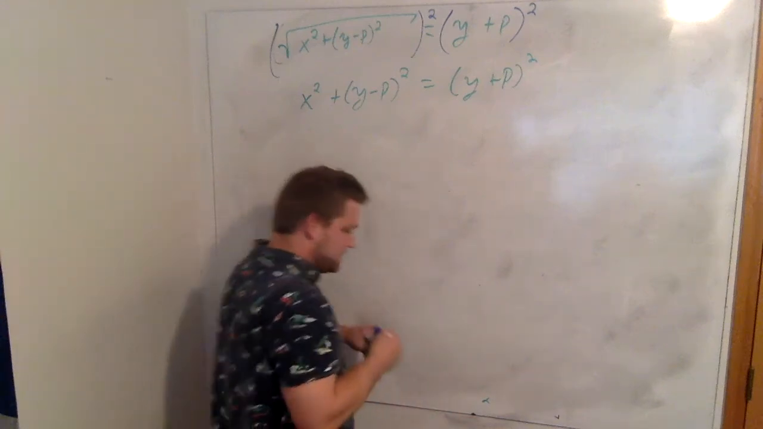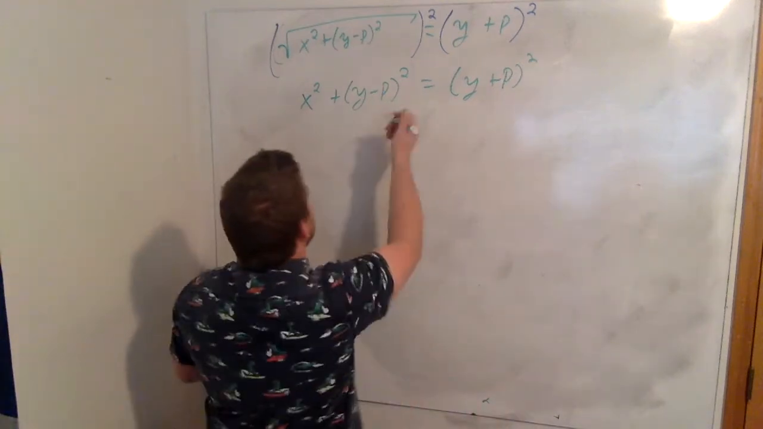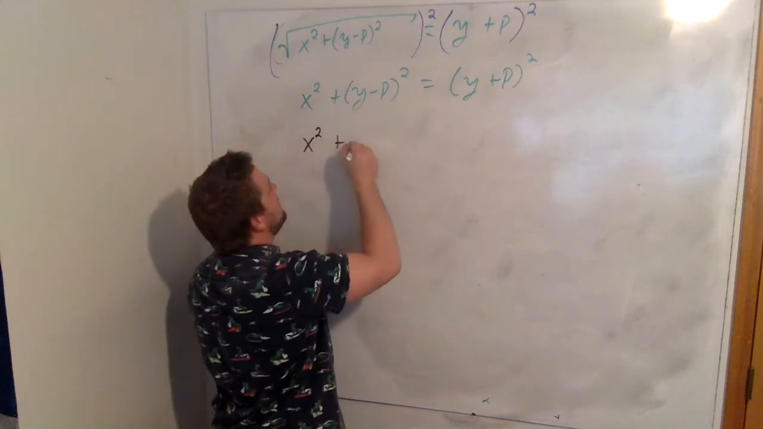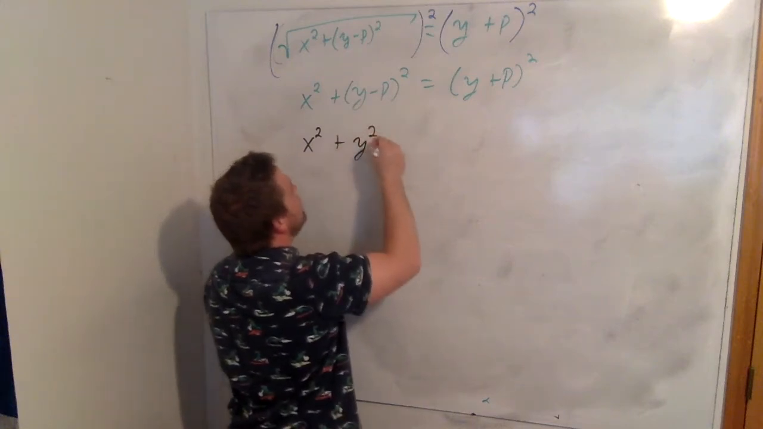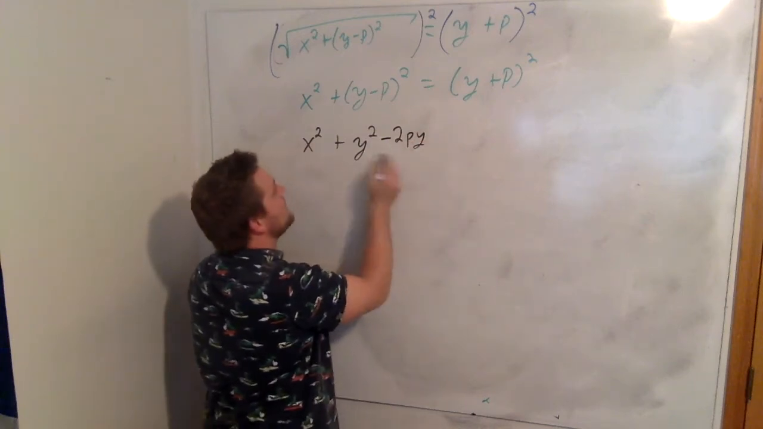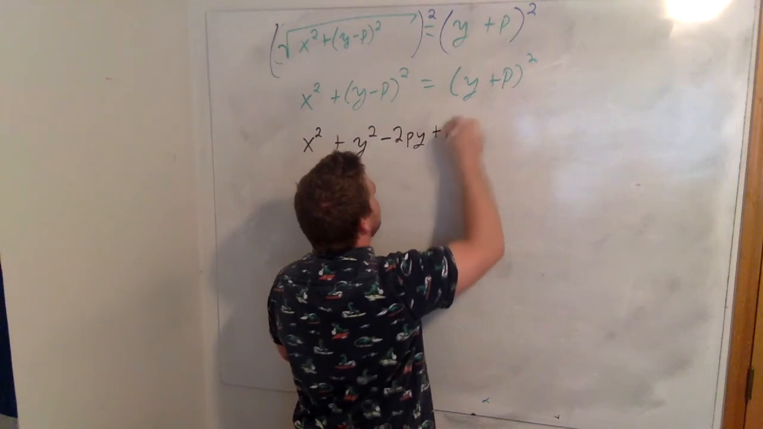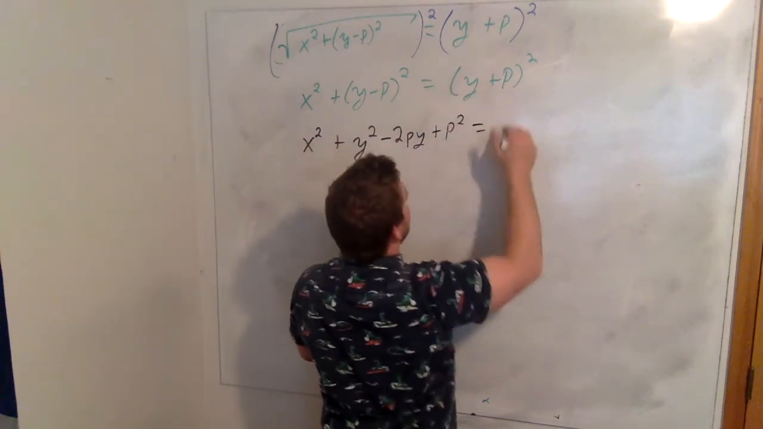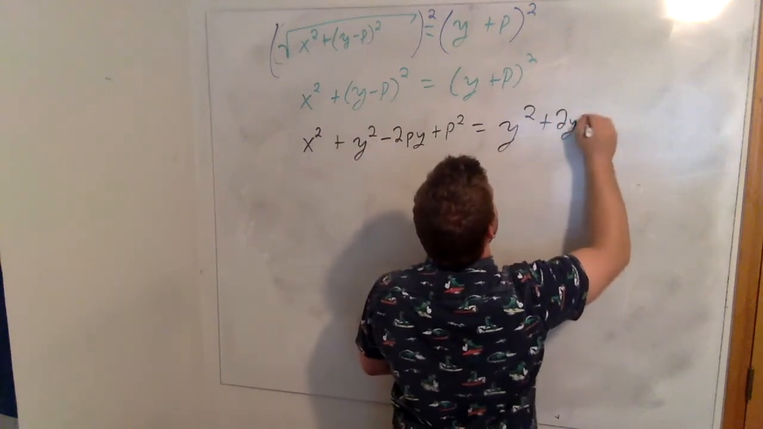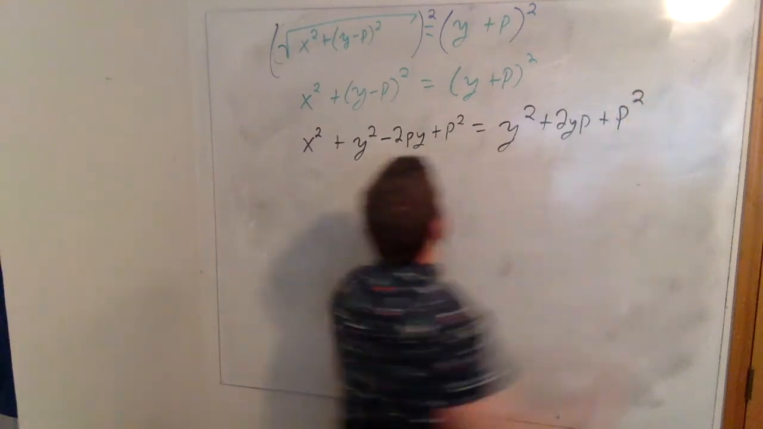So let's do it. Let's maybe write this in a black marker. So what are we going to get? We're going to get x squared plus, this will expand to be a y squared minus a 2py. This comes from the O and the I in FOIL. And I'll get a negative p times a negative p, we'll get a p squared. And that'll be equal to, over here, a y squared plus a 2yp from the O and the I in FOIL, plus a p squared.